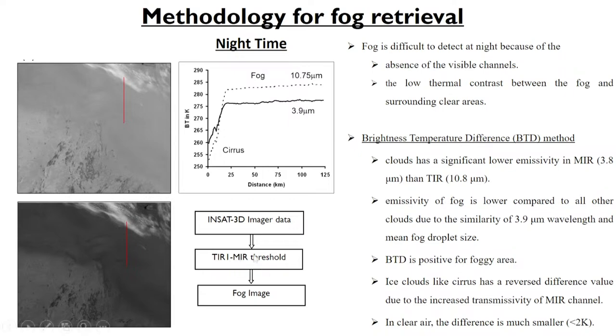You can ask, the mid-IR channel is available during the daytime also, but we cannot use the same methodology during the daytime. Why? Because the mid-IR channel, which is at 3.9 micrometer, also has a solar contribution. So during the daytime, the solar contribution as well as the thermal emission from the surface will be mixed up, making the values very high in the mid-IR channel. Therefore, this method cannot be used during the daytime. However, during the night time, the solar contribution is cut. Only the thermal emissions from the earth are there. Therefore, this methodology can be applied during the night time.